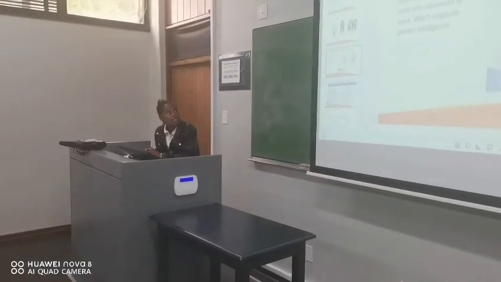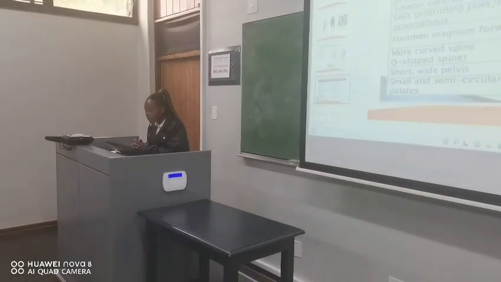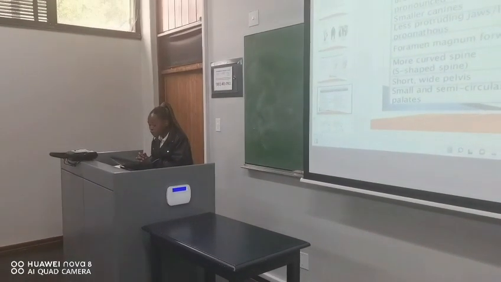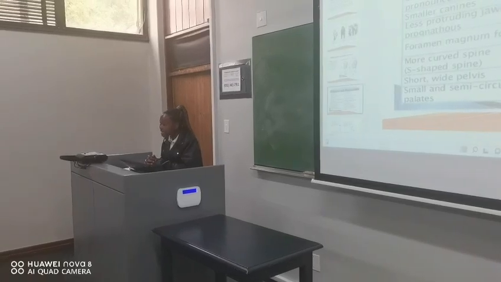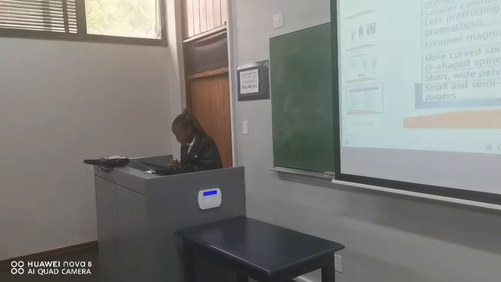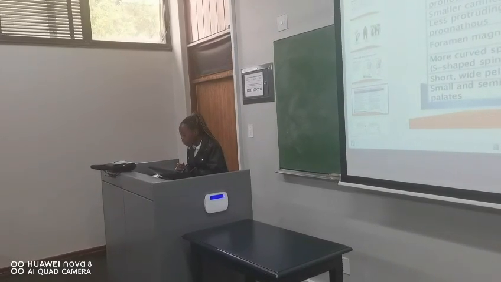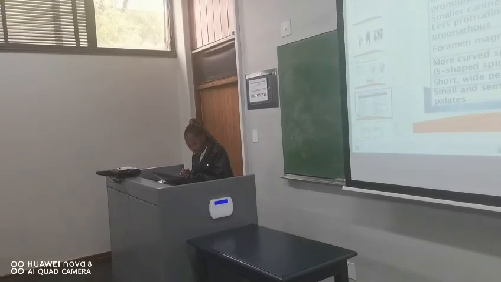Look at the image on the screen. Humans have a larger cranium and a flat face. This is because our brain is much bigger in proportion to our bodies, which suggests greater intelligence in humans. African apes, on the other hand, have a smaller cranium and a sloping face. They also have more protruding brow ridges and jaws.